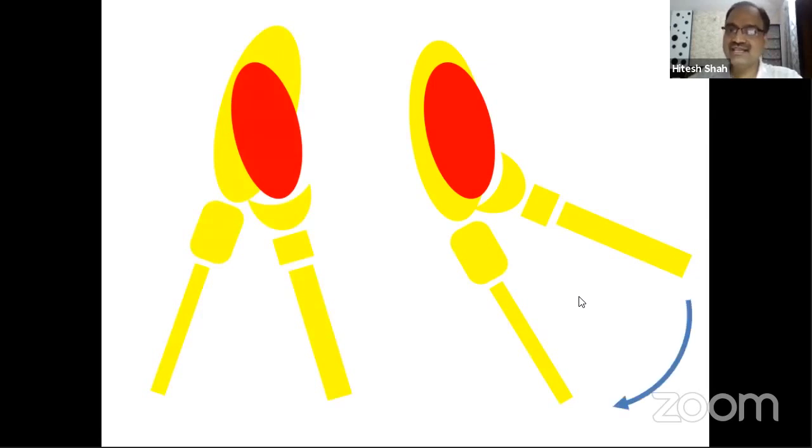If you see the difference between the right side and left side, when we do the abduction, we can correct the forefoot adduction and the hindfoot varus. Whereas in fixed subtalar, we can correct the forefoot, but we cannot correct the hindfoot.